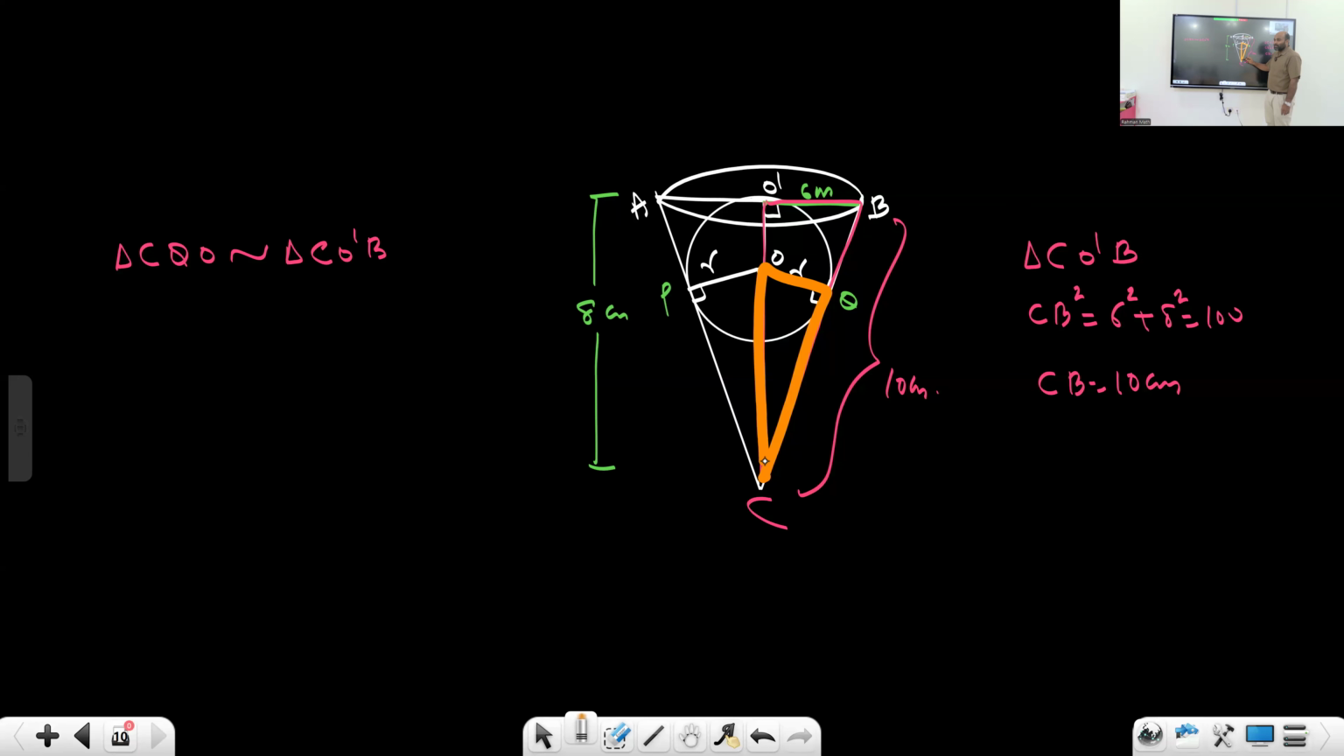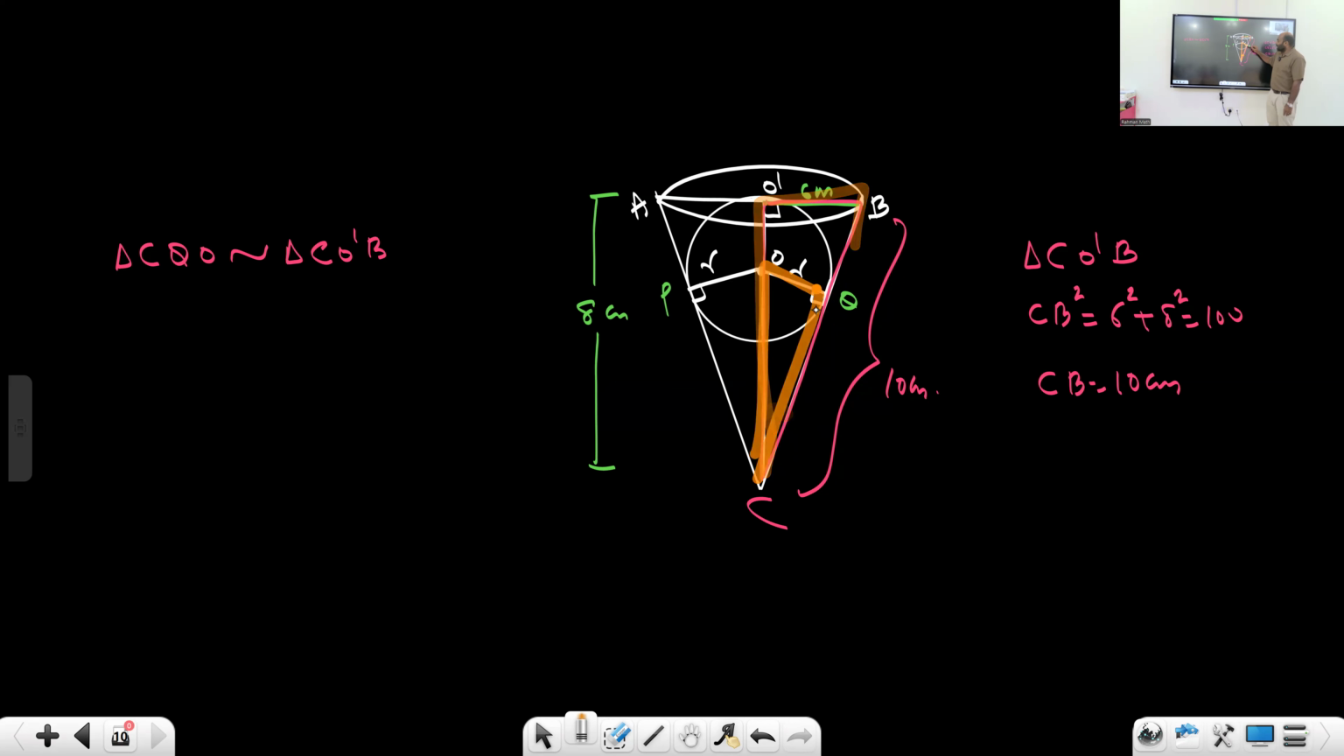So what are you doing there? This is triangle CQO, and this is triangle CO'B. Why AA similarity? This angle is common in both. Am I right or not? This angle is common in both. Which triangle? CQO as well as CO'B.